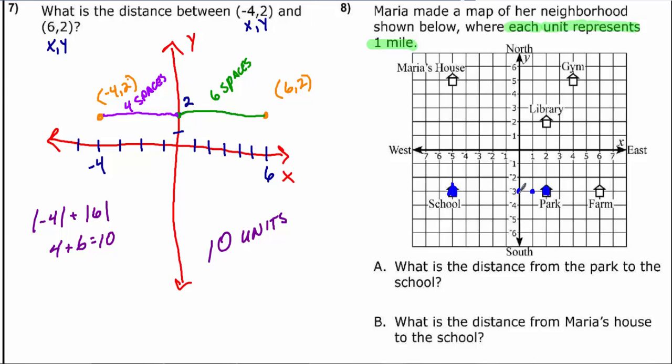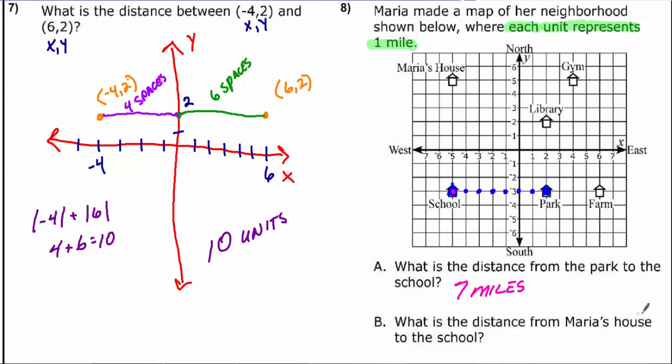Well, it's 1, 2, 3, 4, 5, 6, and don't forget to take that 7th step. 1, 2, 3, 4, 5, 6, 7. 7 units, and in this case, every unit is a mile, so it's going to be 7 miles.